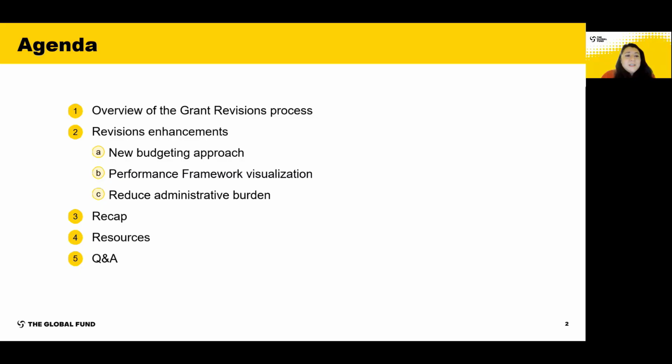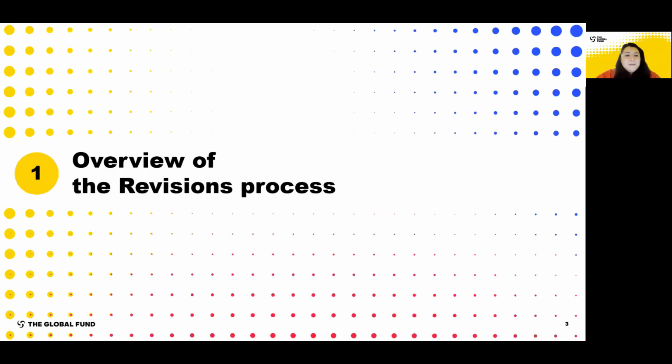So this slide shows our agenda for today. We'll begin with a brief overview of the revisions process, then move into the three main enhancements, the new budgeting approach, the updated PF visualization, and the measures introduced to reduce administrative burden across the process. After that, we'll recap the key messages, share resources, and conclude with questions and answers. So with that, let's move into the first section, which is the overview of the revisions process.